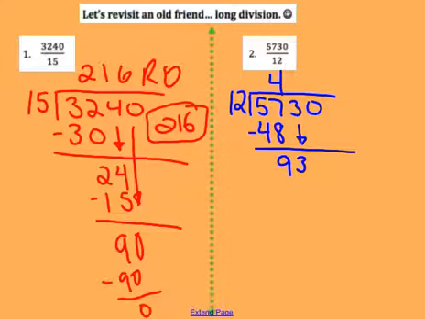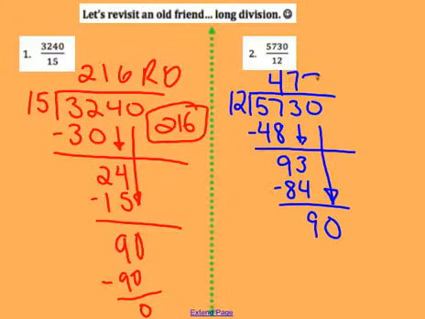I would have tried like 9 first, because 9 times 10 is 90. I would have got 108. That doesn't work. I would have tried 8 then. I would have got 96. That doesn't work. So the biggest number is actually 7, because 7 times 12 is 84. So I'm going to have a number of 9 left.